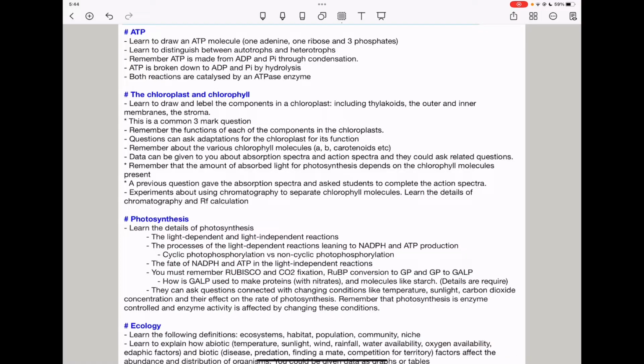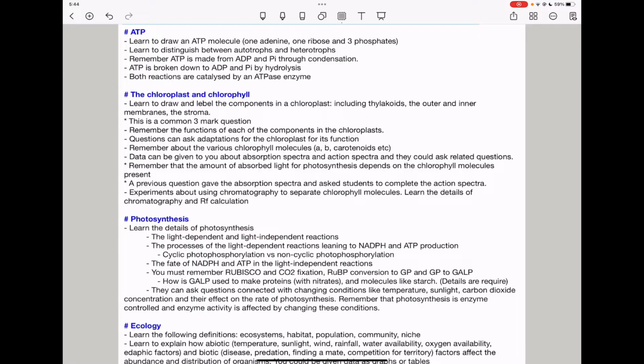You need to remember the functions of each component in the chloroplast. An example, why is the inner membrane folded? Why are the thylakoids the way they are positioned? So you need to know that. You also need to remember that chlorophyll is positioned inside there because that is where these photosystems are found. So they can ask questions about adaptation of the chloroplast for its function.